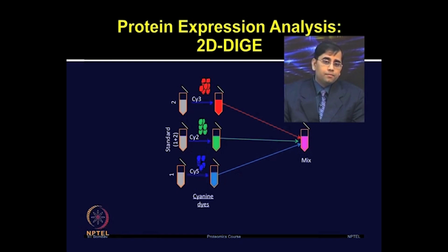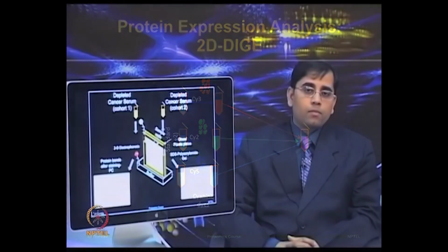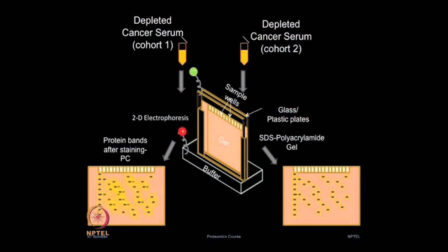As you can see in the slide, these samples were first labeled with Cy3 and Cy5, and the internal reference pools were also made, which were labeled with the Cy2 dyes. These samples were then mixed. The depleted cancer serum from the first cohort of Gleason score 5 and the second cohort of Gleason score 7 were mixed, separated in the first dimension, followed by separation of proteins in the second dimension.